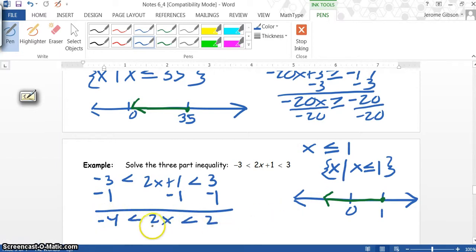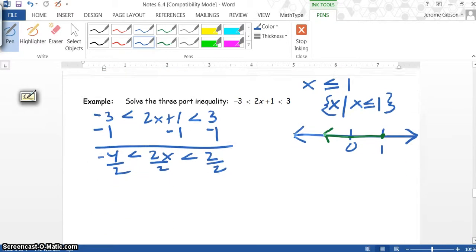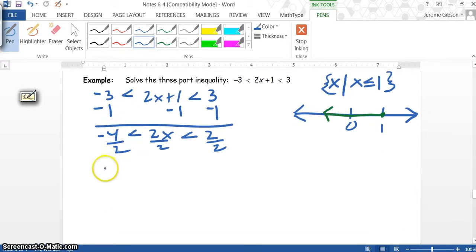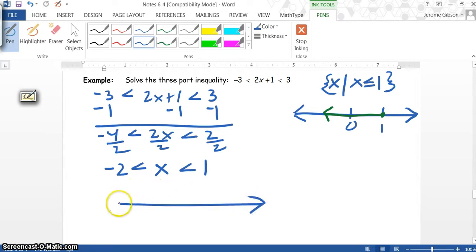Now we divide all three terms by 2, because remember, we're trying to get x by itself. Negative 4 divided by 2 is negative 2, is less than, these 2's will simplify out, leaving you x, is less than 1. So now we need to graph this. Now remember, we need negative 2. I always like to include a 0 and also 1.